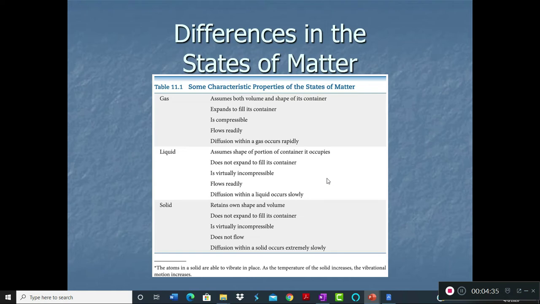And then finally, solids. They have a set shape and volume. The shape doesn't change, the volume doesn't change. They do not expand. They are virtually incompressible. They do not flow. And if there is any diffusion, it's going to be very, very slow. Sometimes you might see somebody drop a stain on a piece of cabinet or a piece of wood or a piece of rock, and slow and steady, it does tend to ooze and make its way across that particular container, but it's very, very slow.